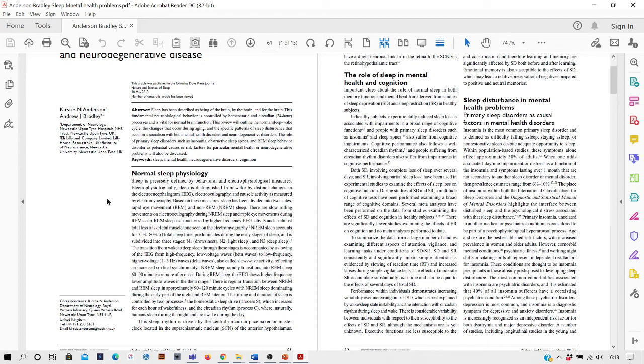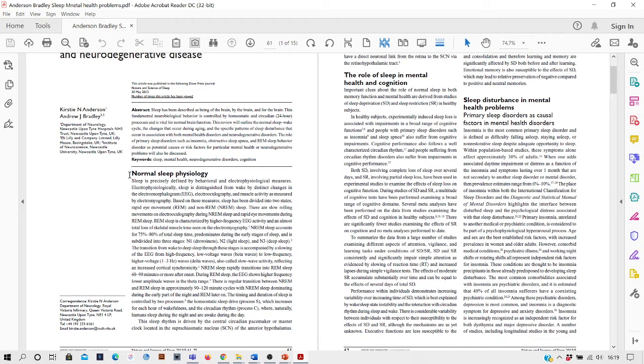Kirsty's got a really good writing style. I really like it. It flows well, but it's not flowery or full of jargon. It's very, very easy to read.